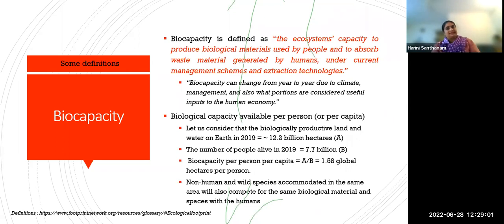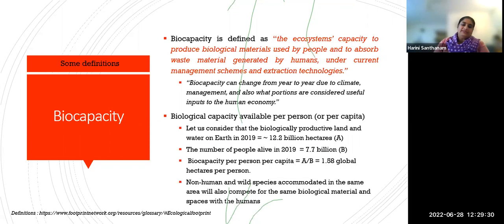Biocapacity can change from year to year due to some conditions. Number one is climate, number two is management, and number three is how they are used as inputs to the human economy. These three factors change how the biological materials produced in ecosystems are used by people, and whether they are recycled, recovered and given back to nature itself.